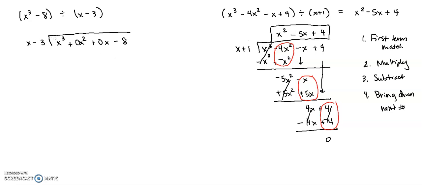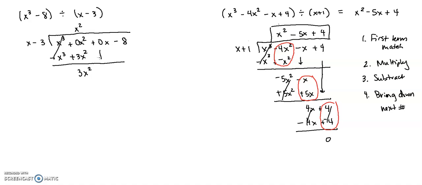Now the rest of the process is the same. I need to get the first term to match, so I need to multiply by x squared. So I'm going to do x squared times x and get x cubed. X squared times -3. And then I subtract. Change the signs. First term cancels out. 0 plus 3 is 3. So I get 3x squared.